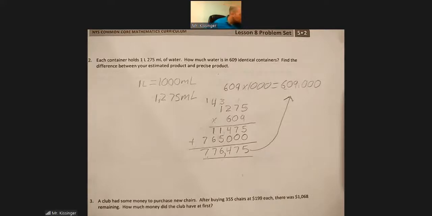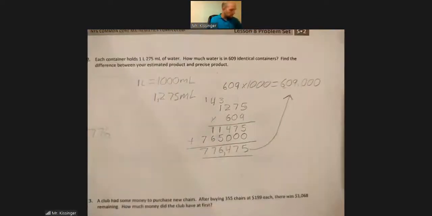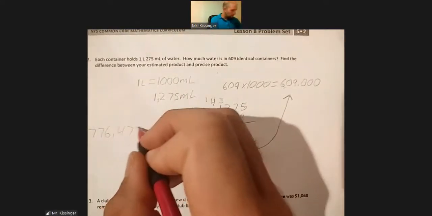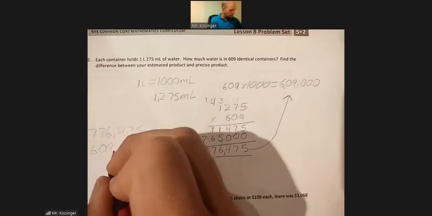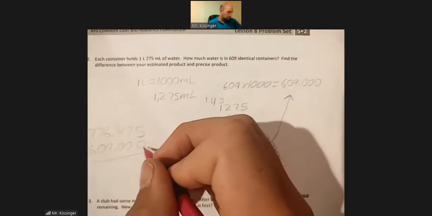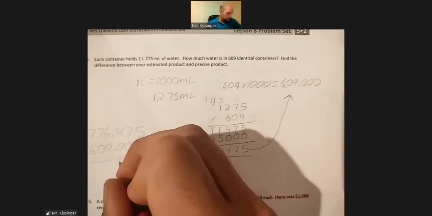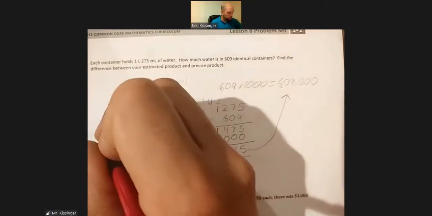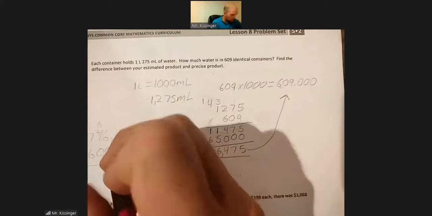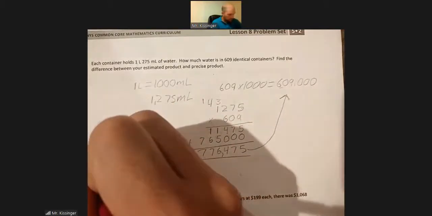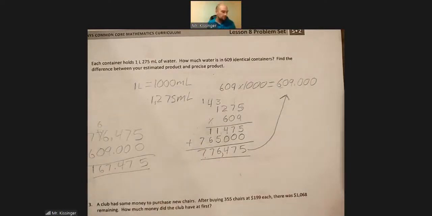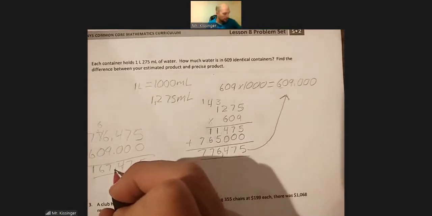So what is our question here? It says find the difference between your estimated product and your precise product. So if we had 776,475 with 609,000. 5, 7, 4, 6 minus 9, we need to borrow. 16 minus 9 is 7. 6 minus 0 is 6. And we are about 167,475 milliliters off, which means we were about 167 liters off.